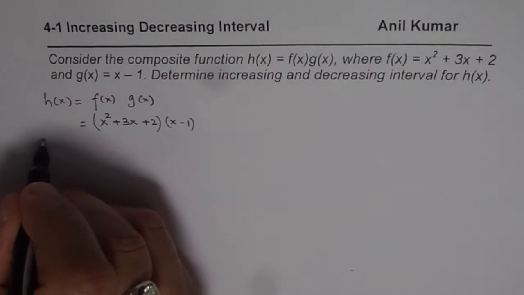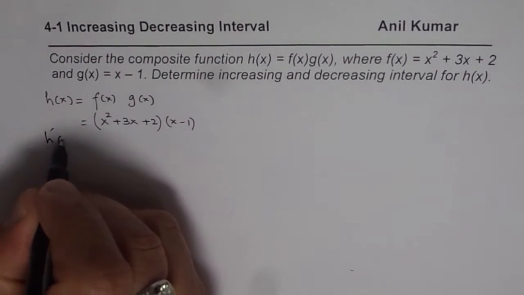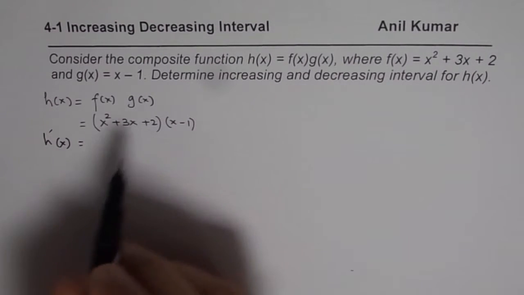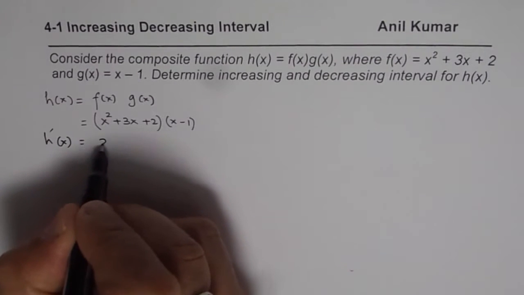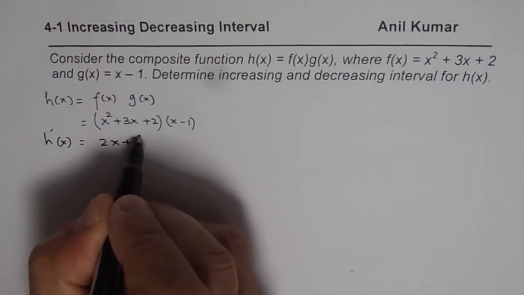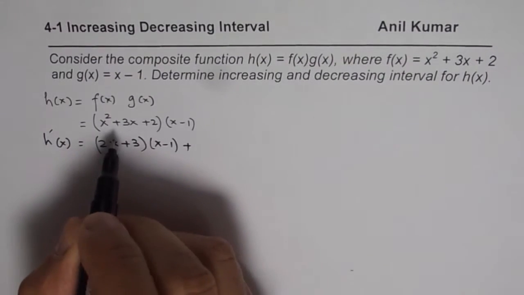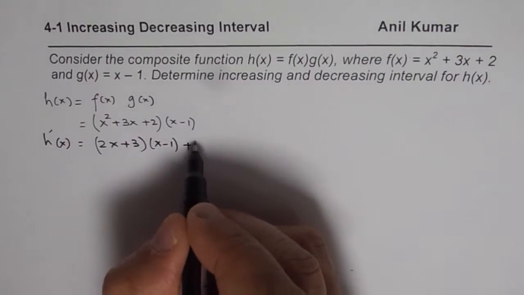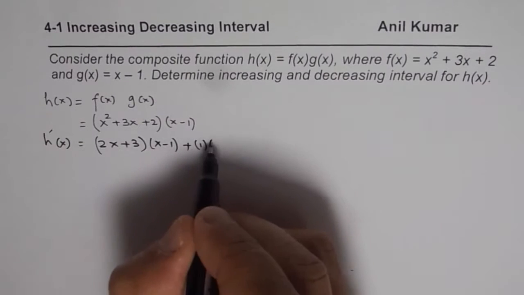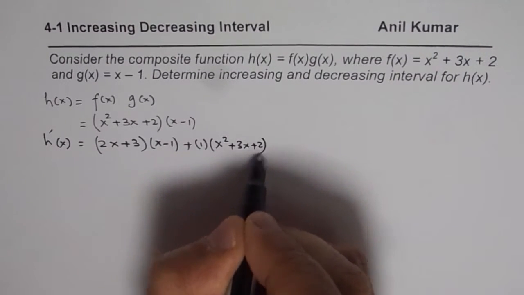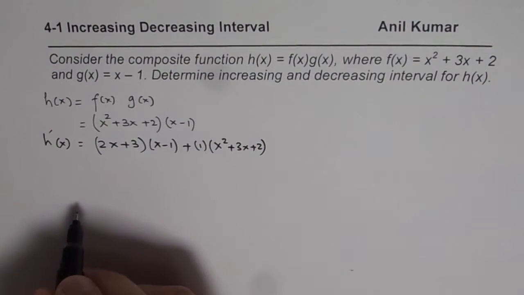So the derivative of this function is h prime of x. We can apply the product rule. Derivative of the first function is 2x plus 3 times x minus 1, plus the derivative of the second function, which is 1, so 1 times x squared plus 3x plus 2. And now we need to simplify it.